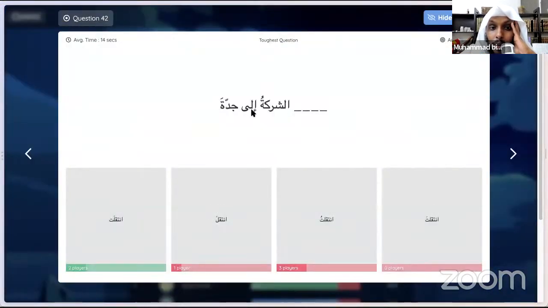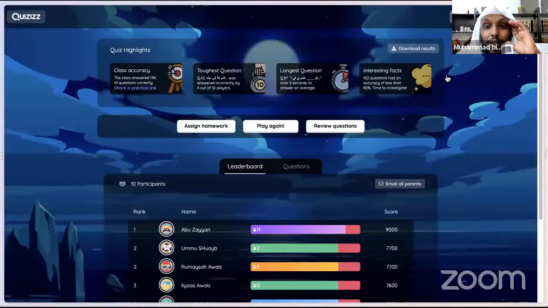The toughest question seems to be this one. انتقلت الشركة إلى جدة. One person said انتقل الشركة, which is wrong because of agreement. شركة is feminine. And 3 of you said انتقلت. لا, انتقلت means I moved. It's انتقلت الشركة. You're not the one that moved. It's the شركة that moved. The شركة is فاعل. So انتقلت. Accuracy 20%. Unbelievable. I didn't expect that to be the most difficult question, to be honest.